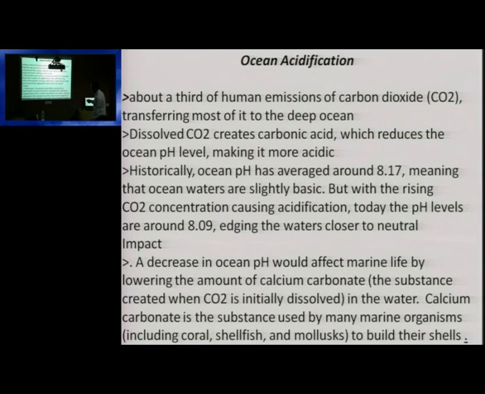Historically, ocean pH value was this much. Just read through. A decrease in ocean pH could affect marine life by lowering the amount of calcium carbonate. Okay. Coral and shellfish need it to build their shells.